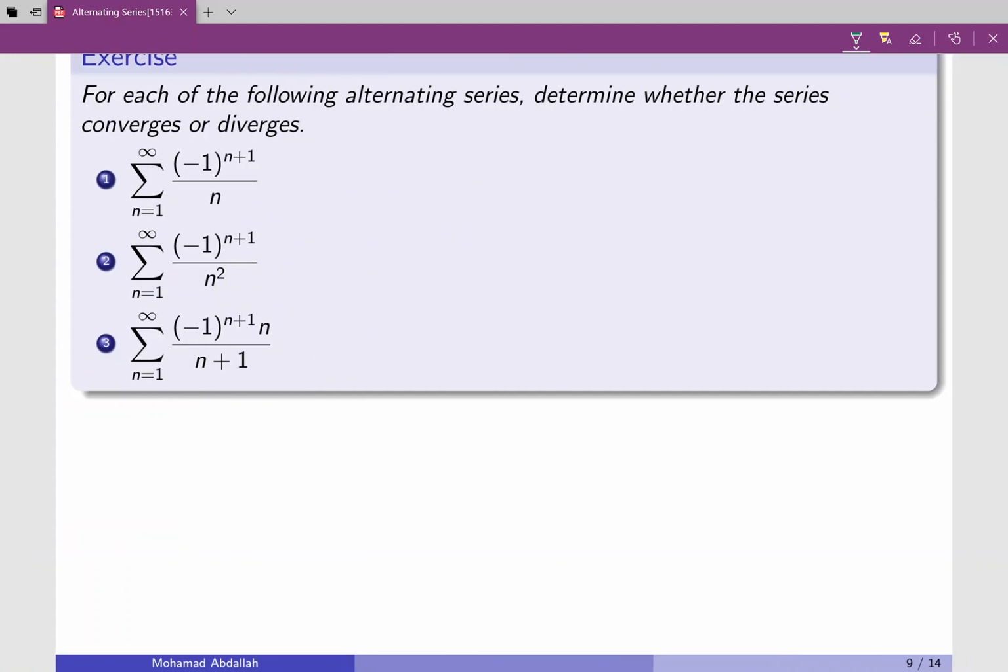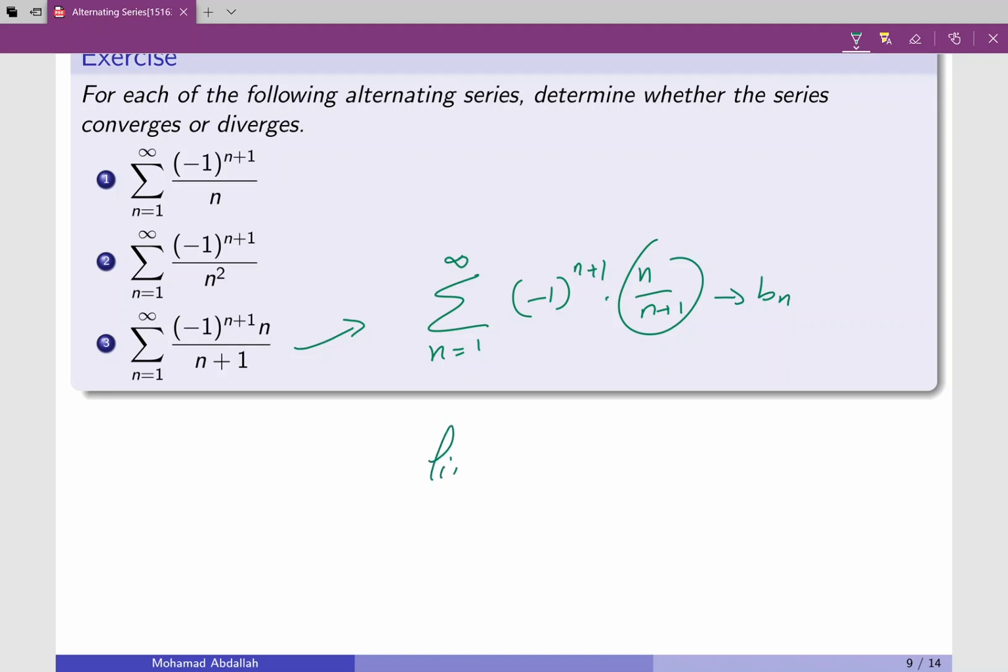Now for that last one, notice that if you want to think about this as an alternating series, that's the sum from n equal 1 to infinity of negative 1 to the power n plus 1 multiplied by n over n plus 1, which is Bn. But one thing here you can notice, and there is no need to keep going, which is this. The limit of Bn when n goes to infinity is equal to what? This is equal to 1.